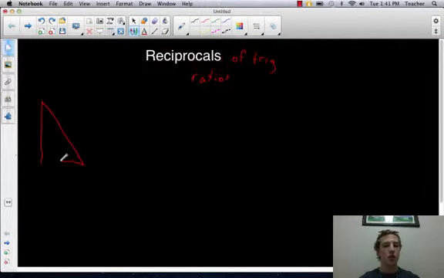Let's draw ourselves a cute little triangle. Make it a right triangle and go 3, 4, and 5. And let's make this angle theta. Now, if I asked for any ratio of trig, you guys could probably give it to me if you went SOHCAHTOA. I'm pretty sure you could.